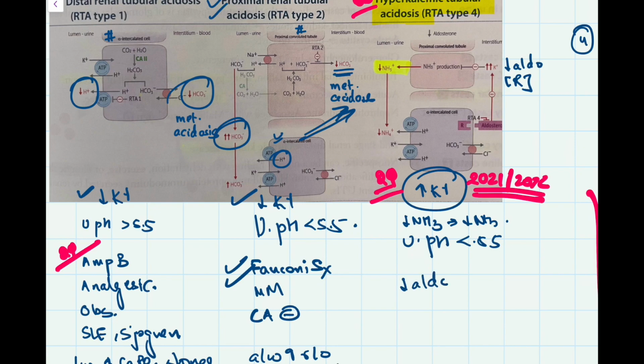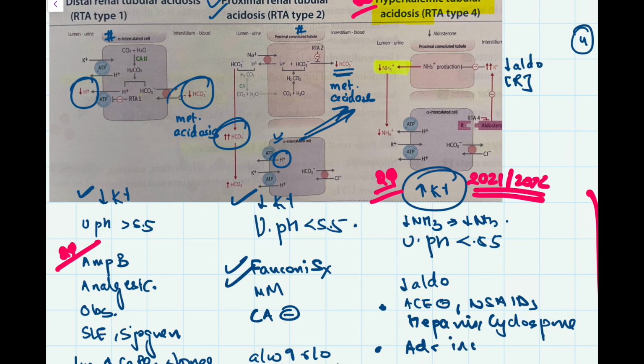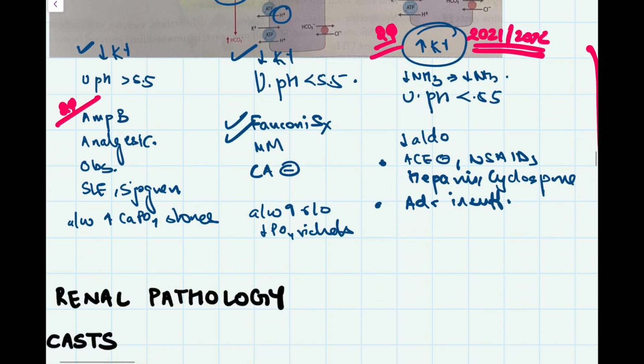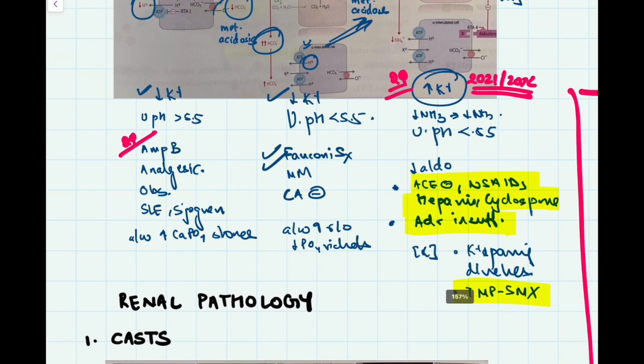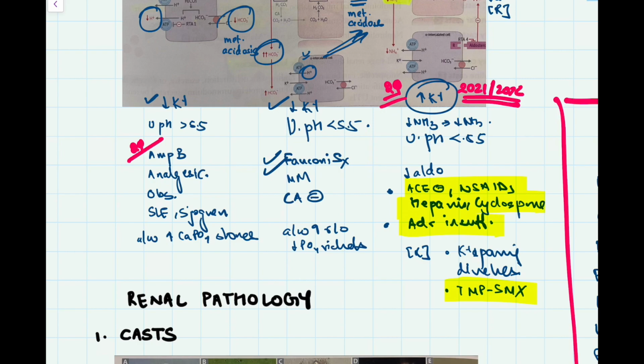decreased aldosterone production, as we already studied, like giving ACE inhibitors, NSAIDs, heparin, cyclosporin, or adrenal insufficiency, right? Second can be due to resistance to aldosterone receptors, like in the cases of giving potassium sparing diuretics or cotrimoxazole, right? Remember that wherever we can see drugs, it becomes an important topic in itself. That is, drugs are usually a cause of some pathology, right?